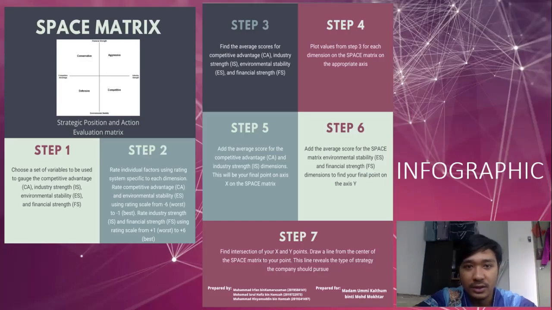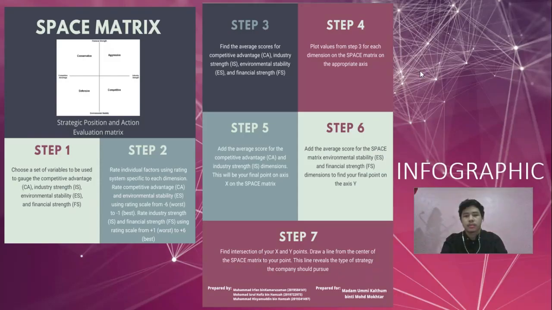For step 3, we will find the average score for competitive advantage, industry strength, environmental stability, and financial strength. Then after we get the average scores, we will plot the value from step 3 for each dimension on the SPACE matrix on the appropriate axis. Alright, that's all from me. We will continue to the next presenter.